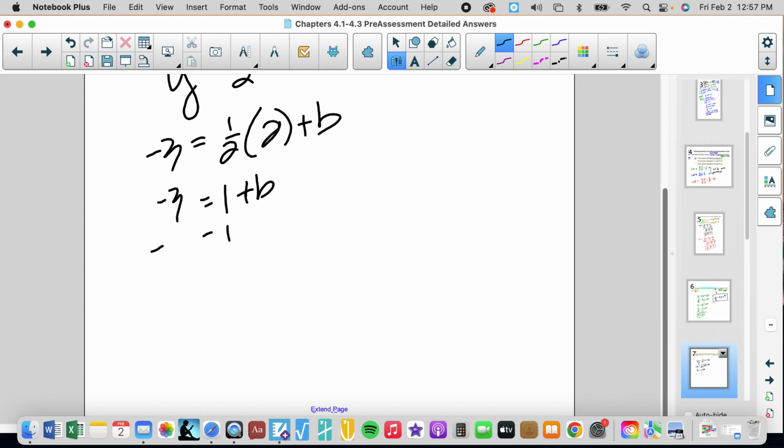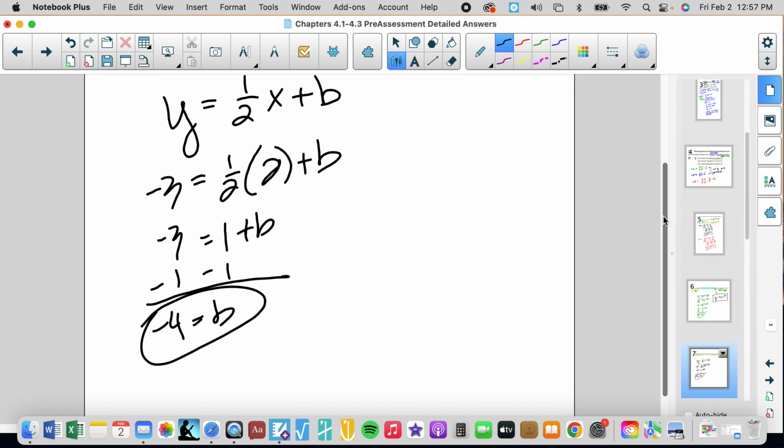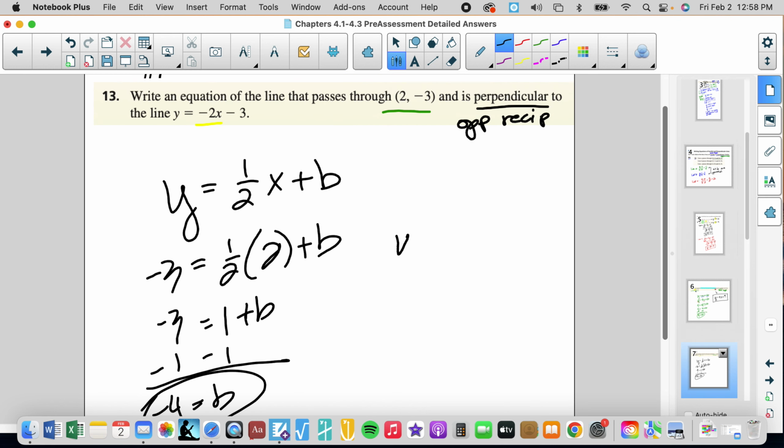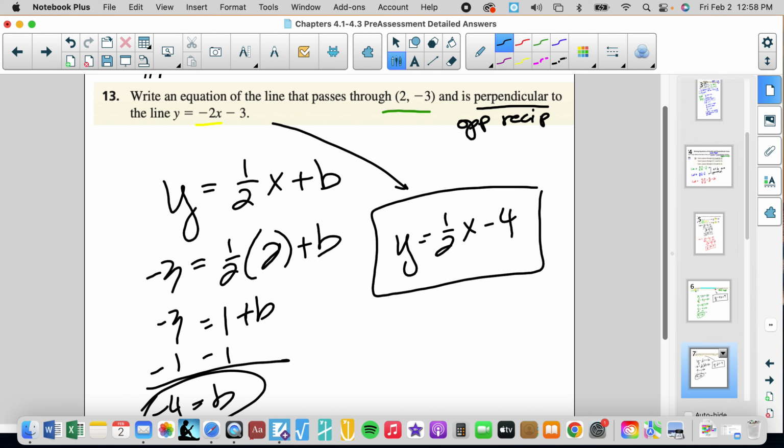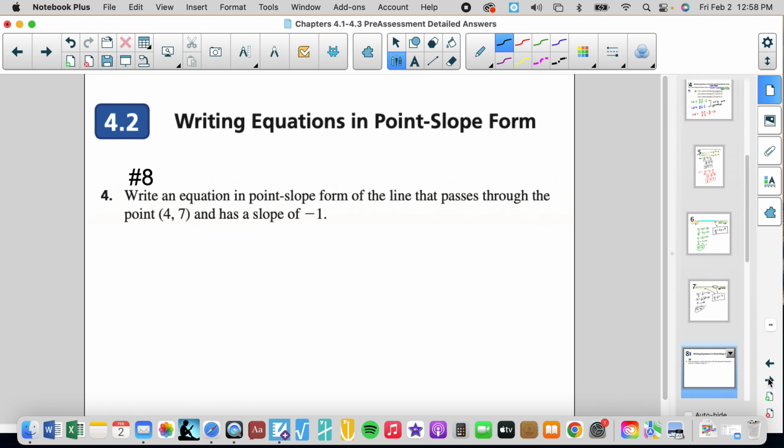I'm going to minus 1. I get -4 equals b. The equation is going to be y equals 1/2 x minus 4. Remember, these two lines are not going to have the same slopes because they are perpendicular. They will not share a common point. When plugging in here, it better come out true, meaning it is on that line.